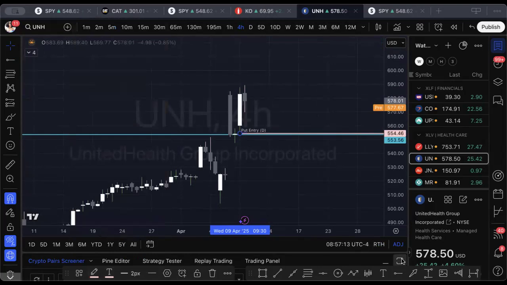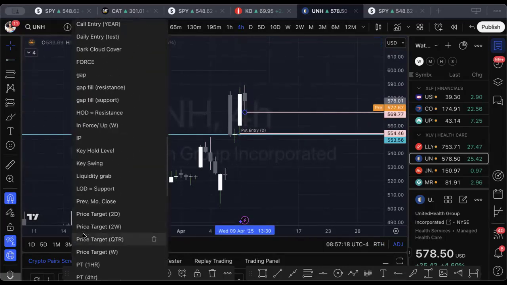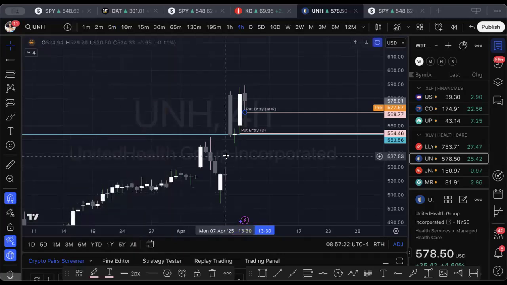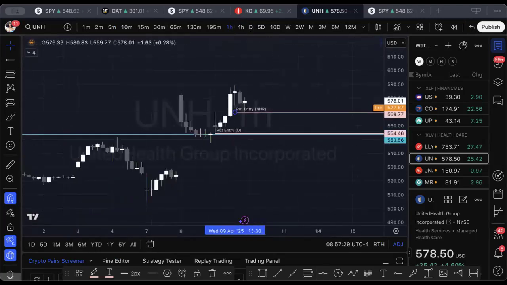And then for the put entry on the 4 hour, now this one would be better to actually take considering the magnitude. And then let's see what we have. So the daily time frame, and then we have a 1 hour. Okay, so we do have a 1 hour entry for calls here.